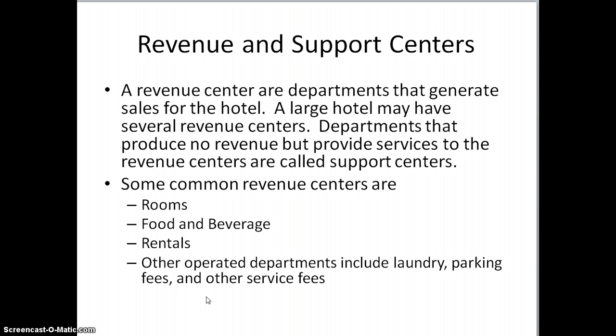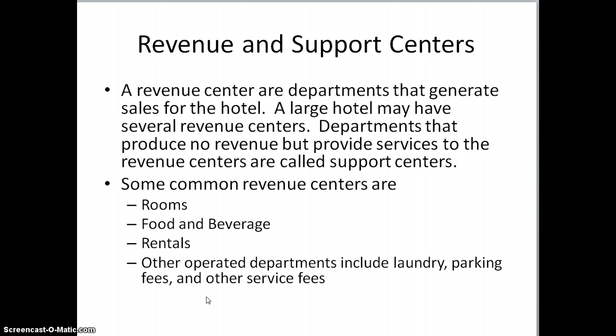Revenue and support centers are going to be used quite a bit in these internal documents. A revenue center is a department that generates sales for the hotel. A large hotel may have several revenue centers. A smaller hotel may only have one revenue center, which would be room sales, but a larger hotel may have several revenue centers, maybe one for catering and events, one for rooms, maybe one for casinos, so it depends on how large the hotel is.